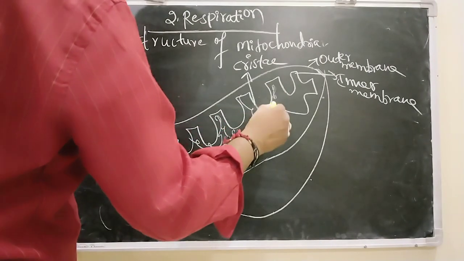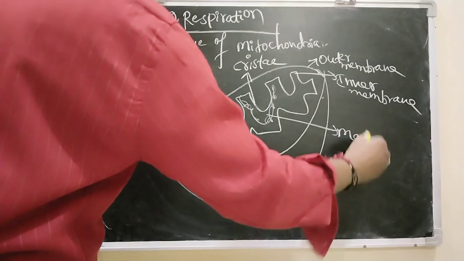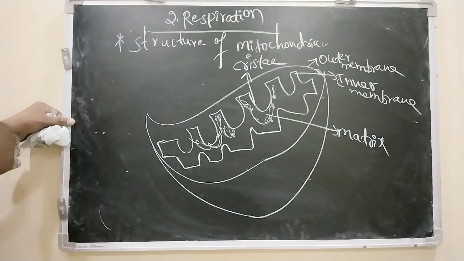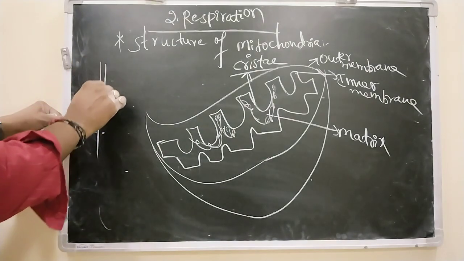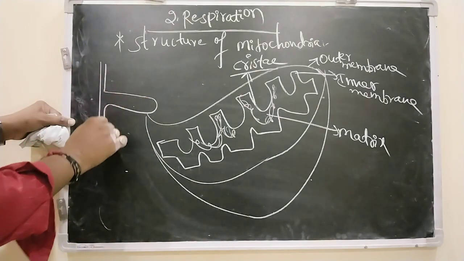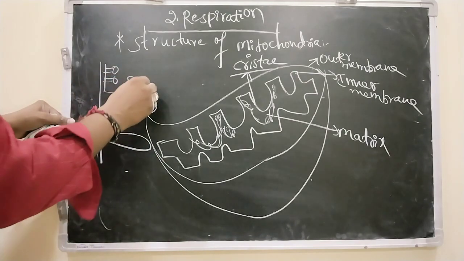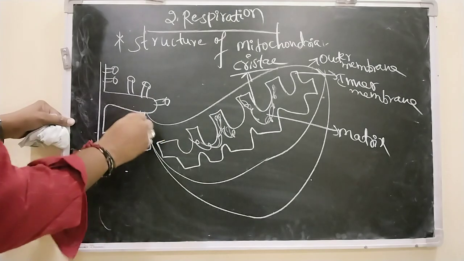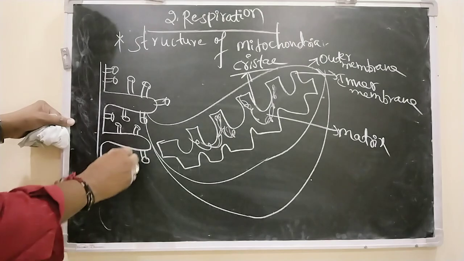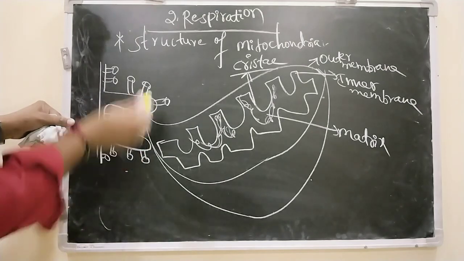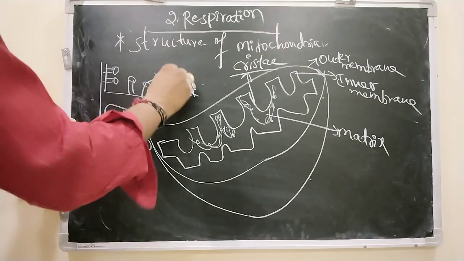And the substance which is present in mitochondria is called matrix. And what are present in cristae, elementary particles are attached to the cristae. These are called elementary particles. These elementary particles are involved in the electron transport chain, which is related to respiration. And each elementary particle contains two parts. One is the stalk and the other one is the head.